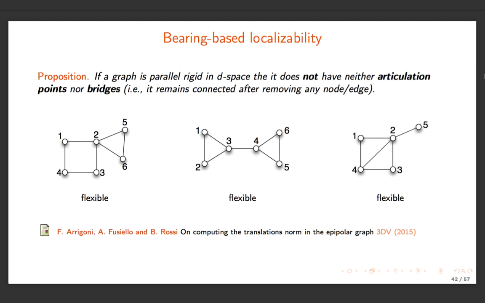Moreover, it can be shown that a rigid graph contains neither articulation points nor bridges. In other words, a rigid graph remains connected after removing any node or edge. This provides a simple necessary condition for parallel rigidity. For instance, it can be checked that the graphs in the figure are flexible.